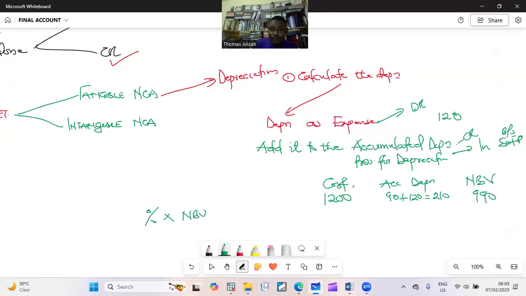And how do we find net book value? Find cost minus accumulated depreciation. So cost minus provision for depreciation. Please, the provision for depreciation is the same as accumulated depreciation, so we can interchange the two. So you less it, then you get what we call the net book value. Then you apply your percentage. So now, we have not calculated the depreciation for the furniture and equipment.